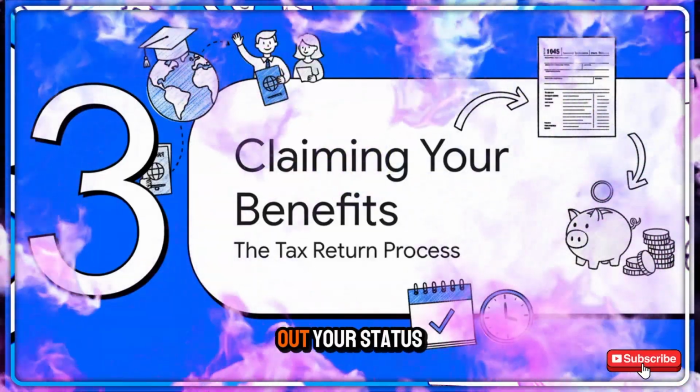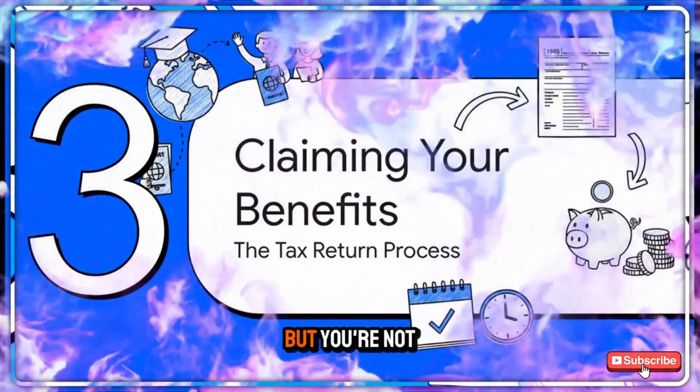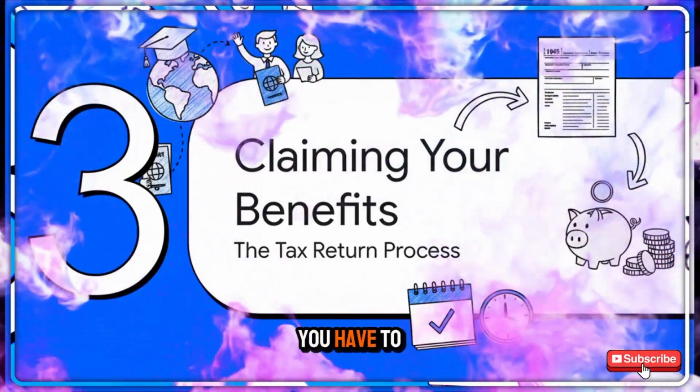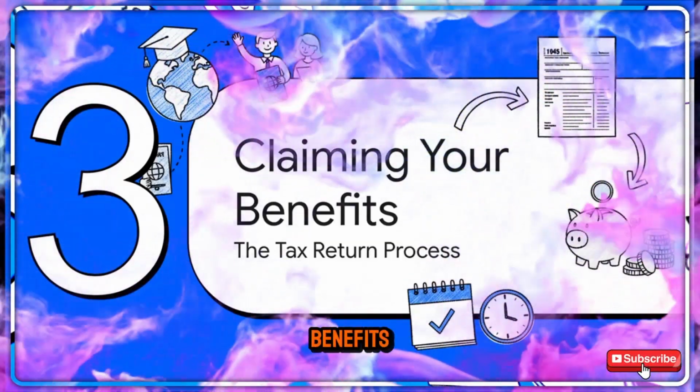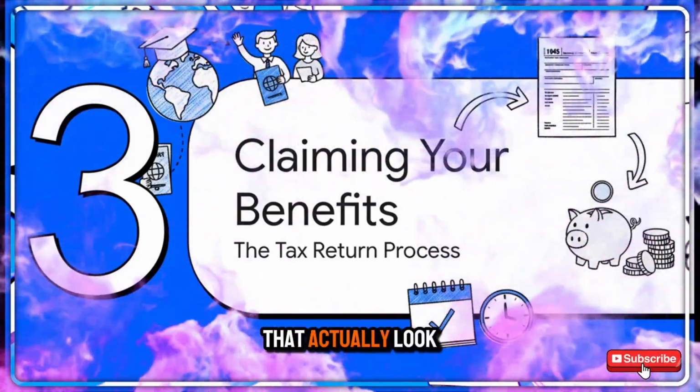Okay, so you've figured out your status, you've handed over the right forms to the right people, but you're not done yet. There's one final crucial step. You have to officially claim these benefits when you file your US tax return. So how does that actually look?